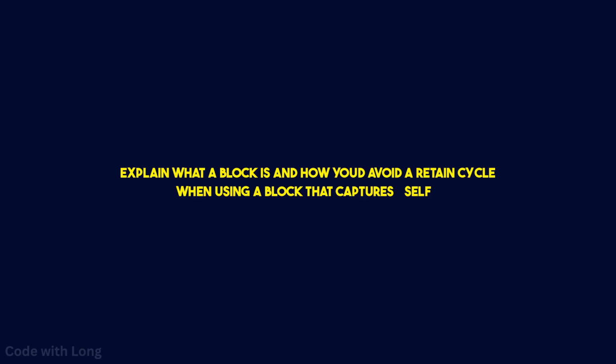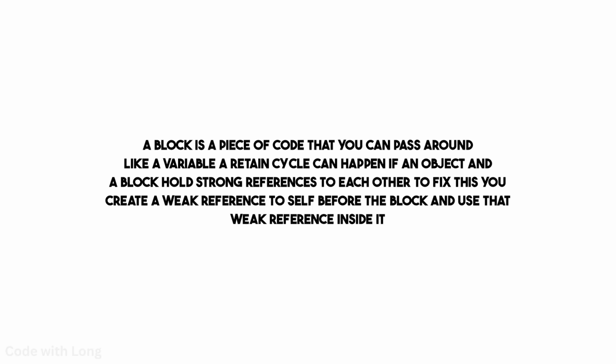Explain what a block is and how you'd avoid a retain cycle when using a block that captures self. A block is a piece of code that you can pass around like a variable. A retain cycle can happen if an object and a block hold strong references to each other. To fix this, you create a weak reference to self before the block and use that weak reference inside it.